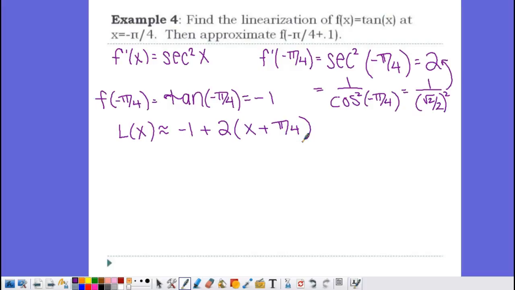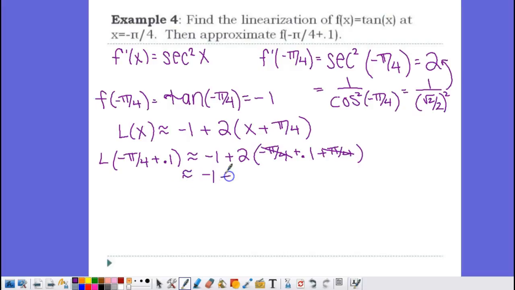We want to approximate it at negative pi fourths plus 0.1. It's easy, just plus 0.1. You have a negative pi fourths and a positive pi fourths, so they cancel. So you get negative 1 plus 2 times 0.1, which is negative 0.8.